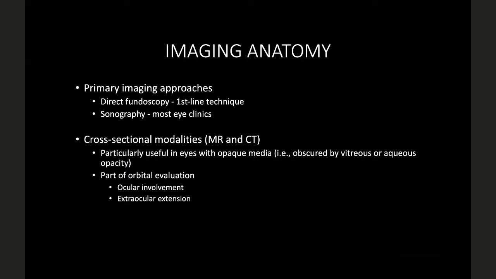And for orbital evaluation, if it is just involving the globe, okay, you can see, but how about the extraocular extension? It's really hard for them to see. So sonography helps a bit, yes, but the CT and MR give really clear delineation. And if there's something going on with the brain in association, because you have the optic pathway, then definitely you need an MR or a CT.